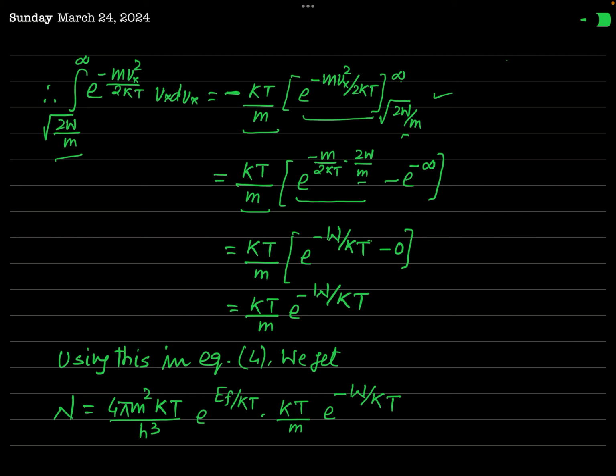And now put in the upper limit. This is e to the power minus infinity. Now this m and m will cancel out. This 2 and 2 will also cancel out. And your result is kt over m times e to the power minus w by kt. And you know e to the power minus infinity is what? This is 0. So I have written 0 here. So finally we get that this integral is kt over m times e to the power minus w by kt.